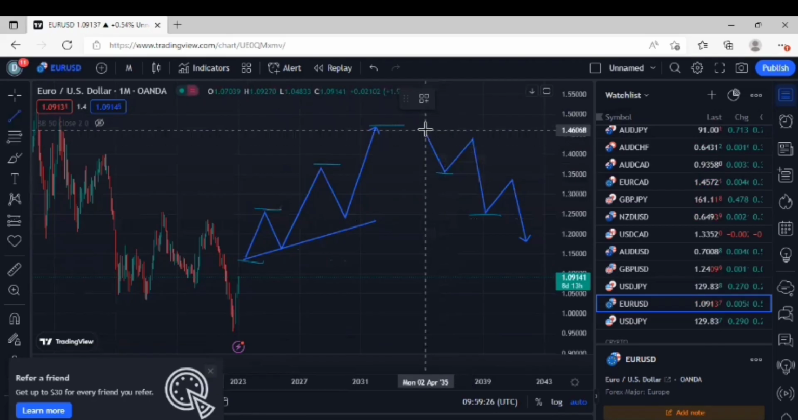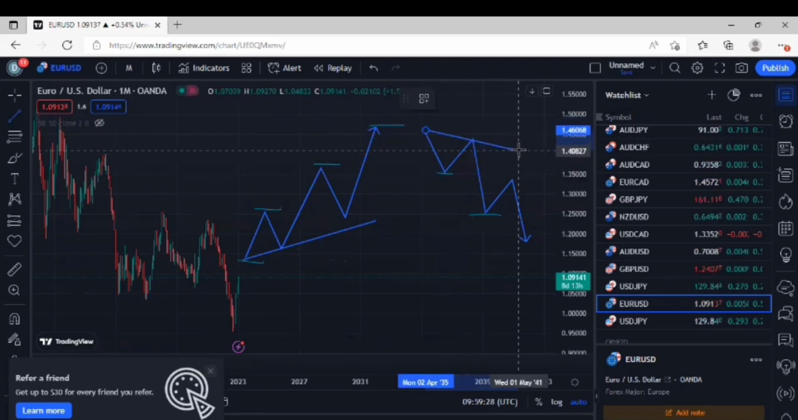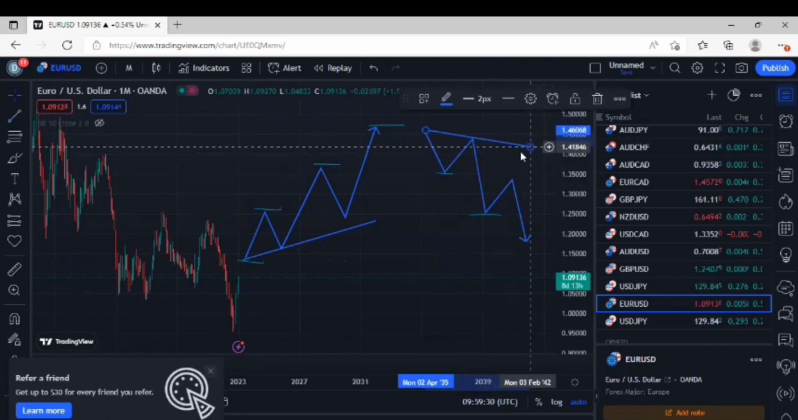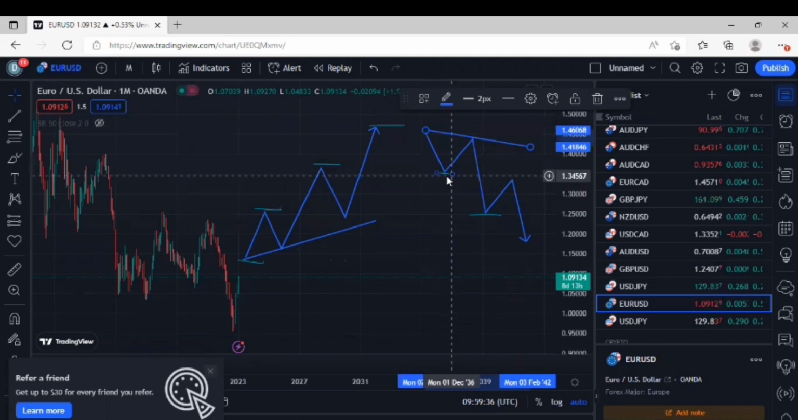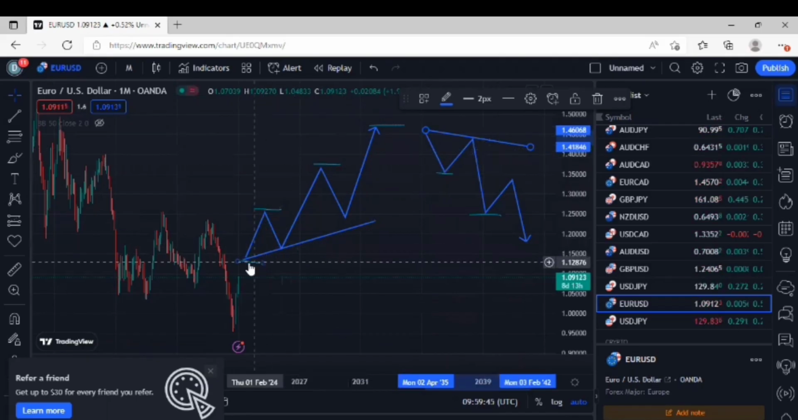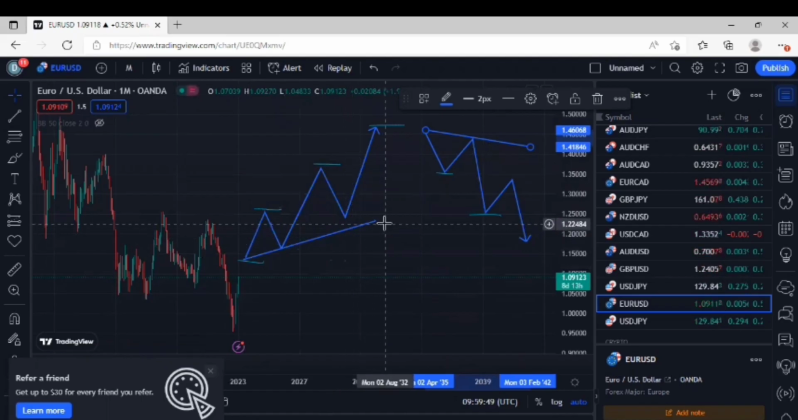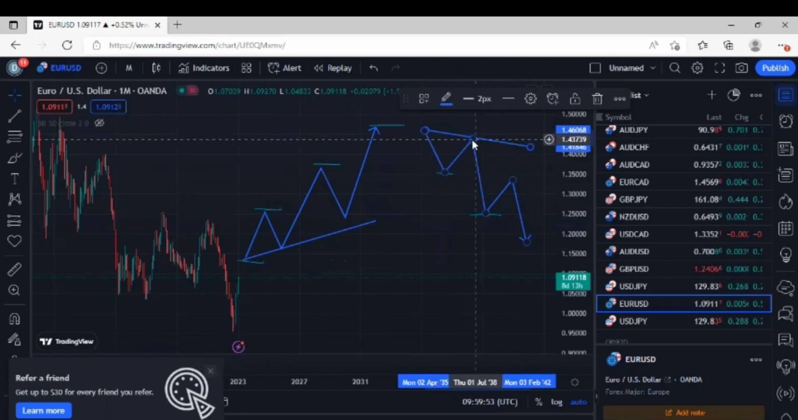For the downtrend, the moment you're able to join two highs together like this, that is the lower high, the lower low, the lower high. The moment you're able to join two highs together, then you have a downtrend. Remember, two lows start an uptrend, while two highs start a downtrend.